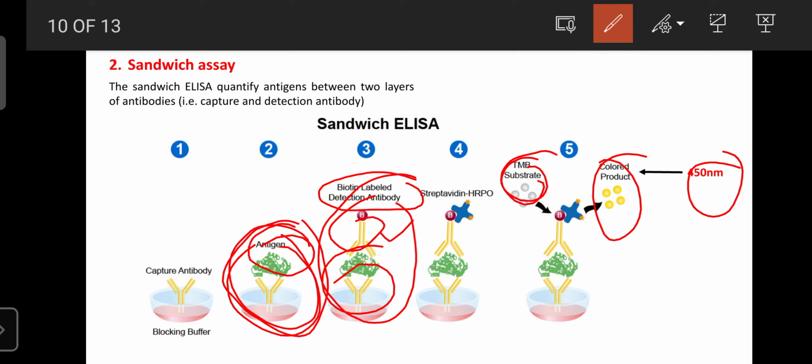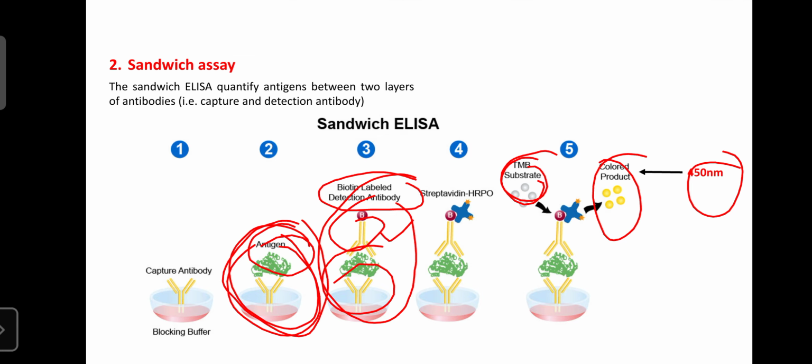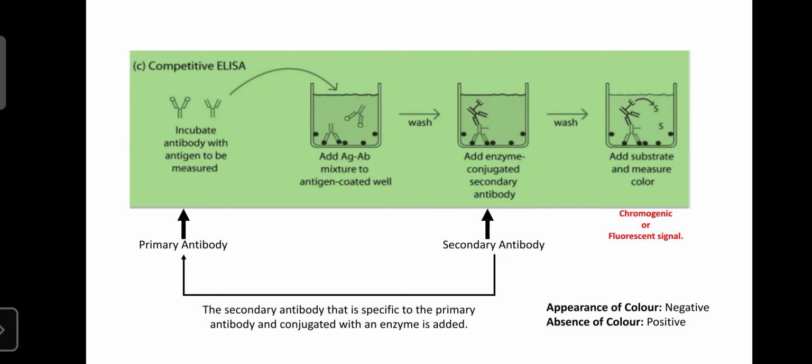It is similar to the indirect assay, but here the targeting molecule is covered by two layers of antibodies, and that is monitored at 450 nanometers. So this is known as the sandwich assay. Next one is known as the competitive ELISA. It is also similar to the sandwich and indirect, with some modifications.